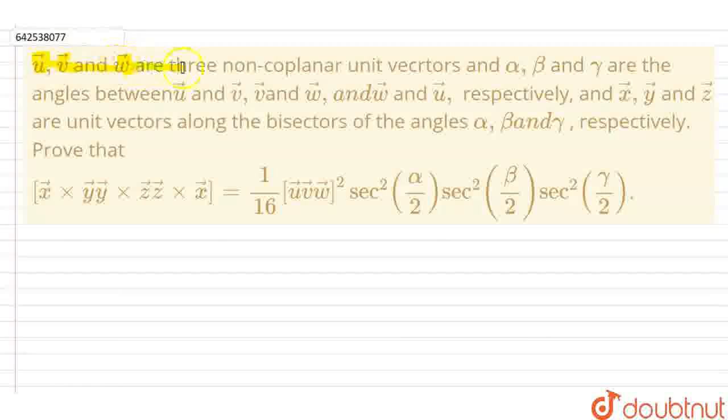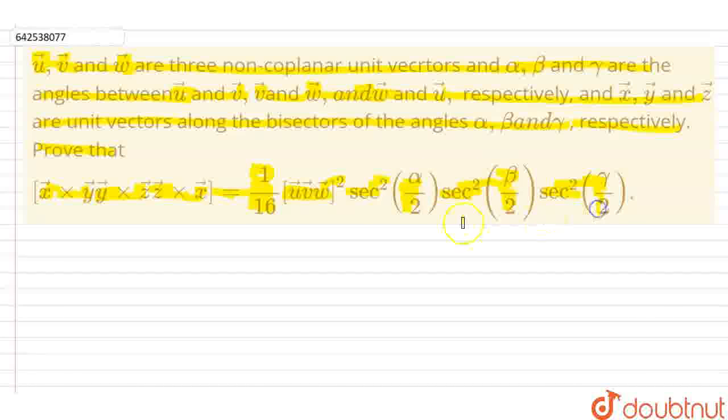Today's question is: u vector, v vector and w vector are three non-coplanar unit vectors and alpha, beta, gamma are the angles between v vector and w vector, w vector and u vector, and u vector and v vector respectively. And x, y, z are unit vectors along the bisectors of alpha, beta, gamma respectively. Then prove that the scalar triple product of x cross y, y cross z and z cross x is equal to 1 upon 16 into the scalar triple product of u, v, w whole square into sec square alpha by 2 into sec square beta by 2 into sec square gamma by 2.